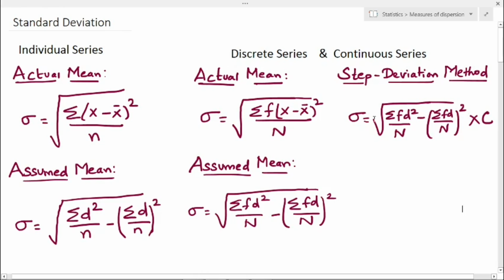So the formula for the step-deviation method is sigma equal to root of summation fd square divided by n minus summation fd divided by n the whole square, into c. Here f is nothing but frequency, and the value of d is x minus a divided by c, and n is the total frequency and c is the class interval. Now we will solve an example.